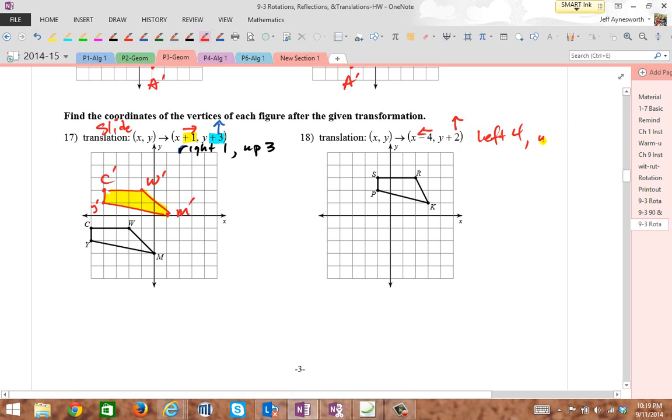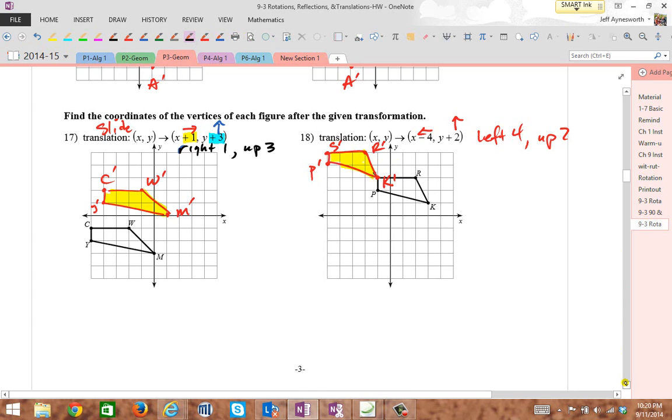Left 4, up 2. We're going to also ask you to translate this into words, so you have to be able to determine what's going on. I say left 4 because it's a minus 4 on the x. Up 2, plus 2 on the y. All right, so left 4, up 2. So left 4, up 2, S prime. Left 4, up 2, R prime. Left 4, up 2, P prime. And left 4, up 2, right there is K prime. And then connect. All right, there's your image. Boom, boom, boom, right there.